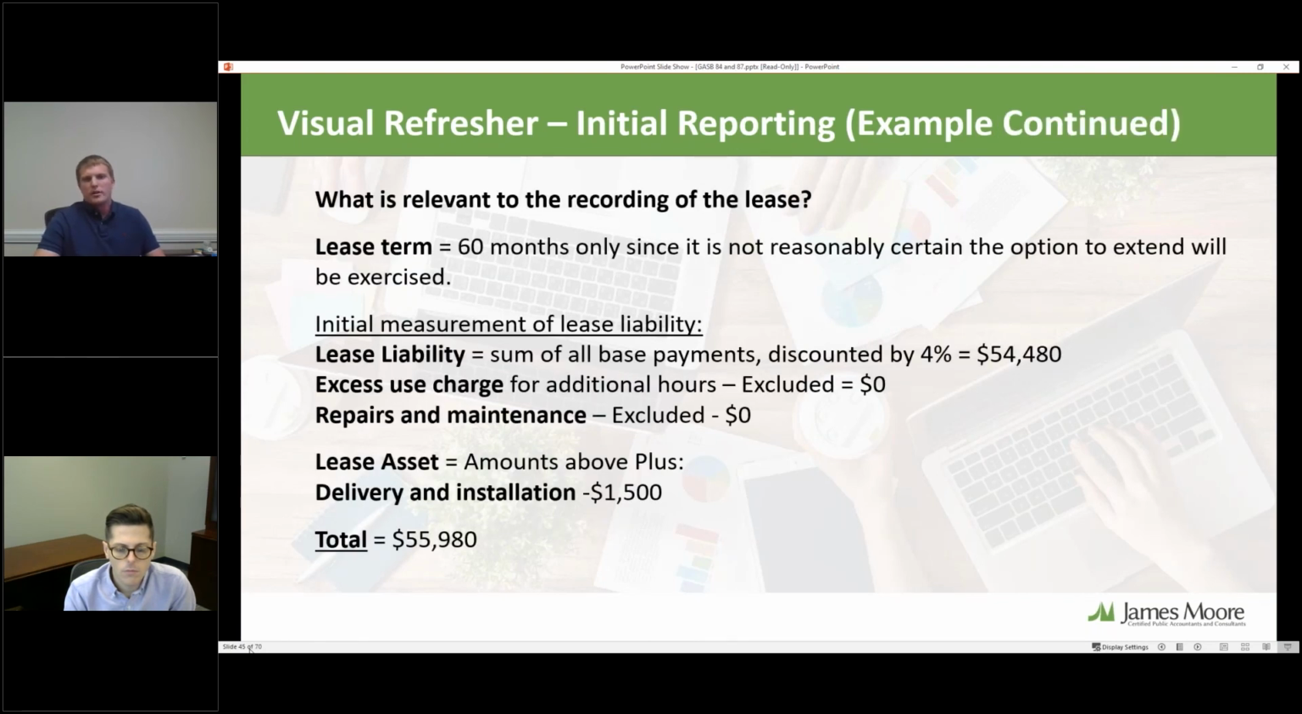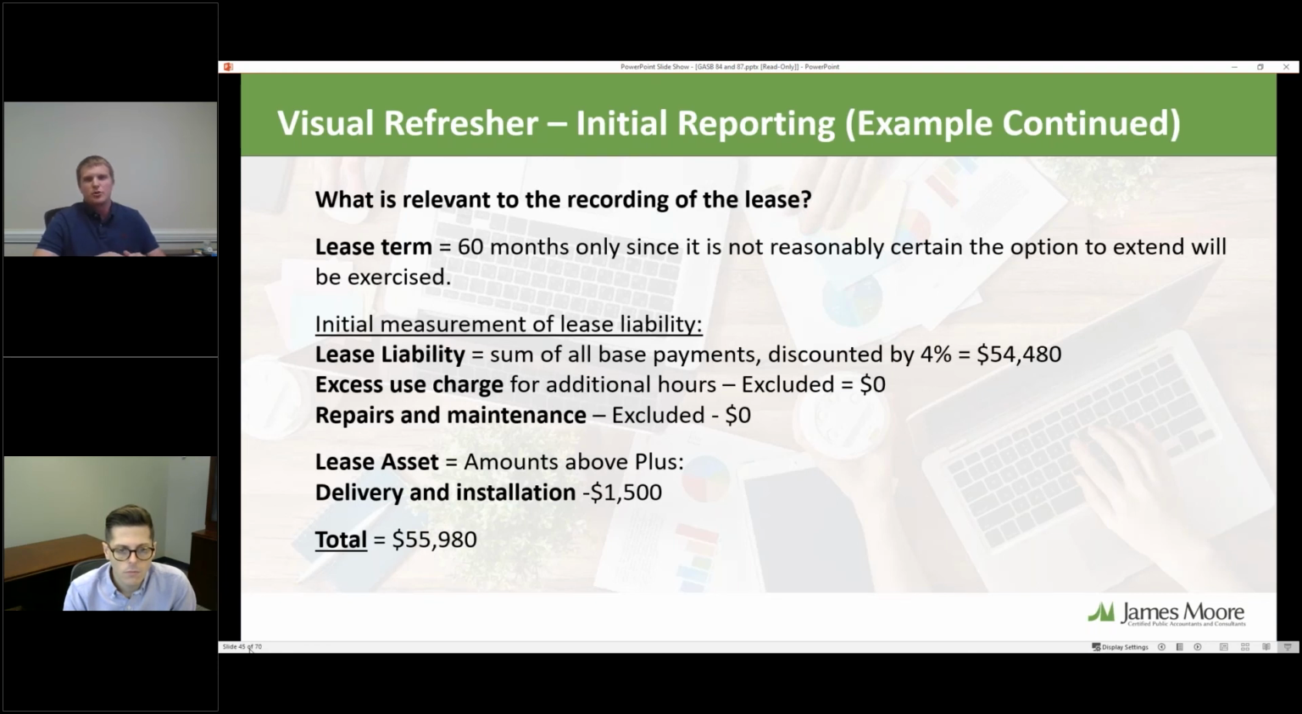All right, so what is relevant to recording this lease? First of all, look at the lease term. We're only going to include 60 months since it's not reasonably certain the option is going to be extended. For the initial measurement of the lease liability, we're going to include the sum of all the base payments discounted at 4%, which comes out to $54,480.